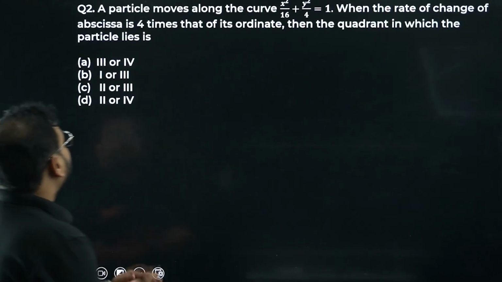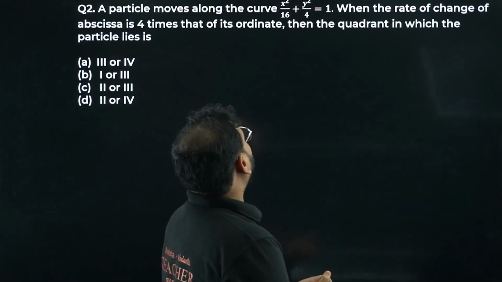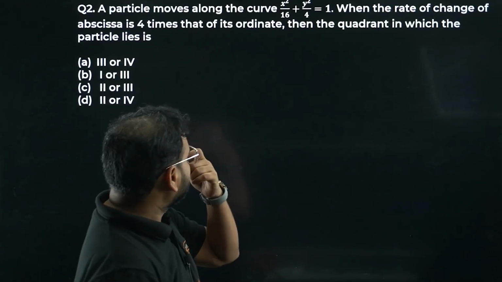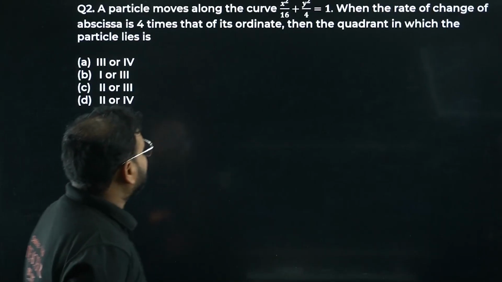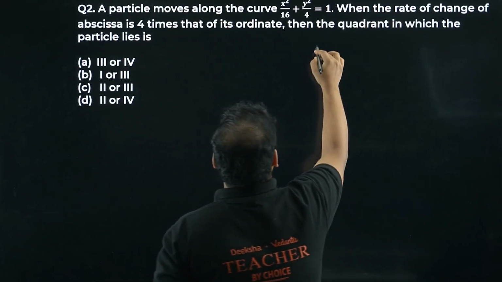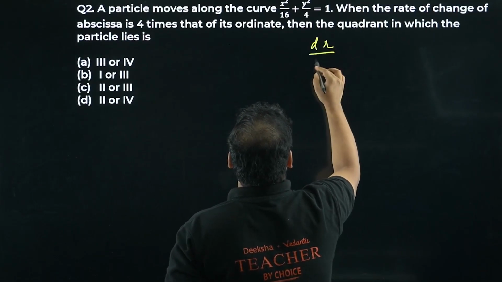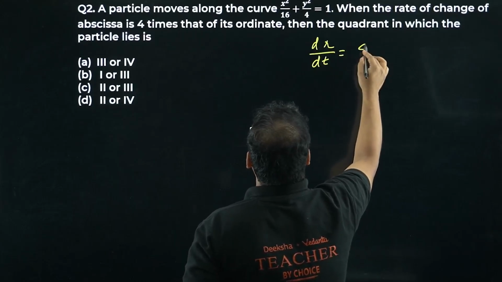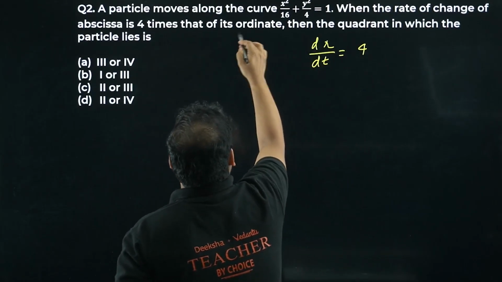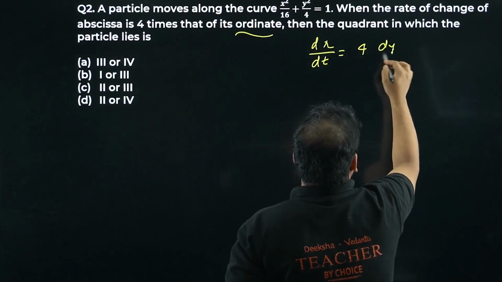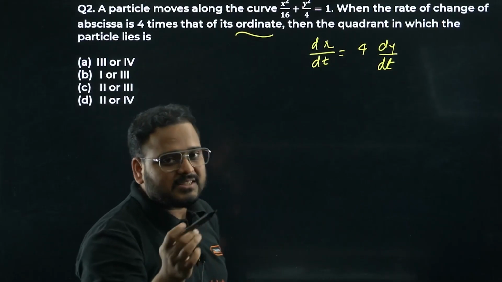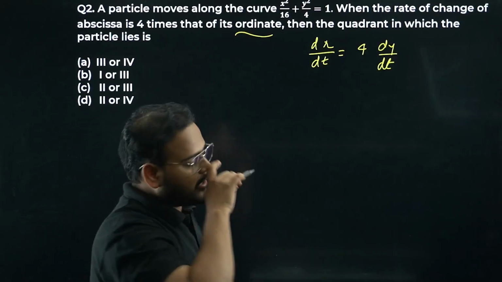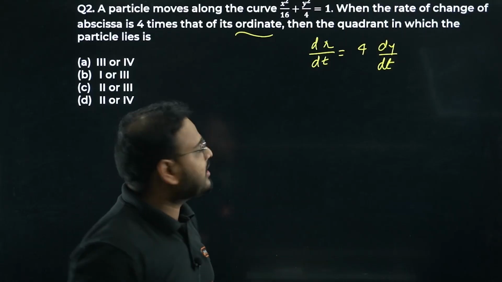Question number 2 now. A particle moves along the curve given like this. We have an ellipse. When the rate of change of abscissa is 4 times its ordinate, they're saying that dx by dt is 4 times dy by dt. They're saying the rate of change of abscissa, the x coordinate, is 4 times the rate of change of the ordinate, the y coordinate. That's one given piece of information.